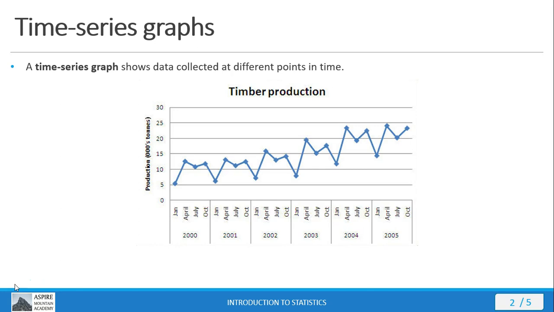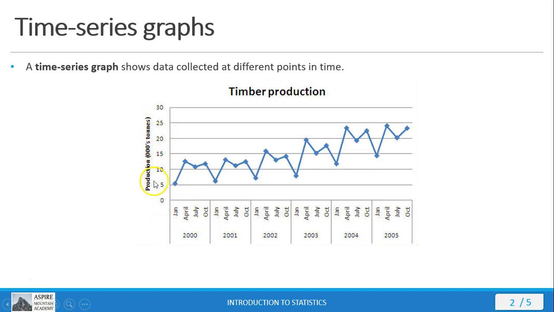The example that you see here shows us timber production for different quarters of successive years. So here we've got January, representing the first quarter of the year 2000. And then here we've got April, representing the second quarter for the year 2000. July, representing the third quarter. October, representing the fourth quarter.